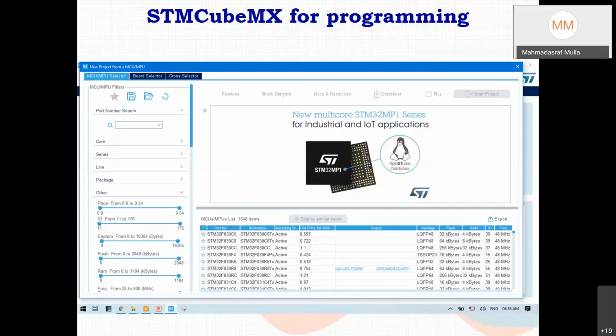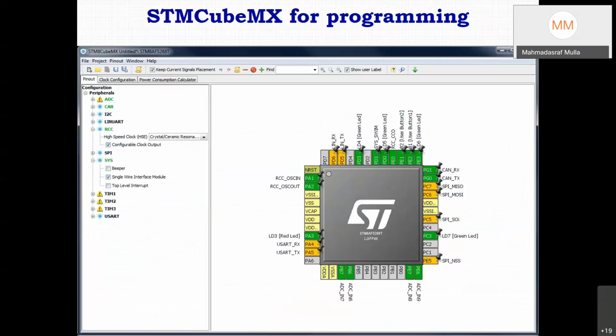Programming part: either through MATLAB you can do it, or through C language programming, where the software STM-Cube is available, through which you can create the project file.